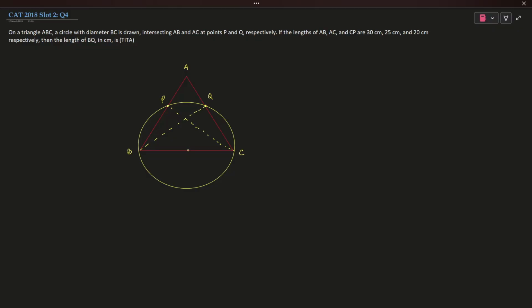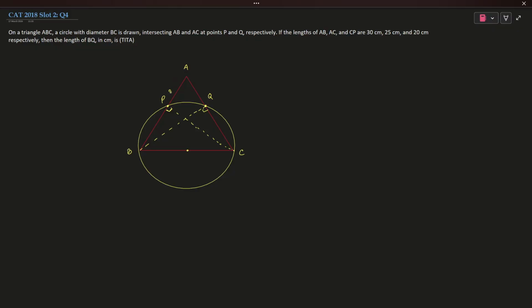We know this is the diameter, so the center will be somewhere here. If BC is the diameter, then this will be a semicircle. If this is a semicircle, that means what, guys? This angle is 90 degrees, right? Semicircle angle, so this is 90 degrees, this is 90 degrees. Similarly this is 90 degrees, guys. This is also 90 degrees.